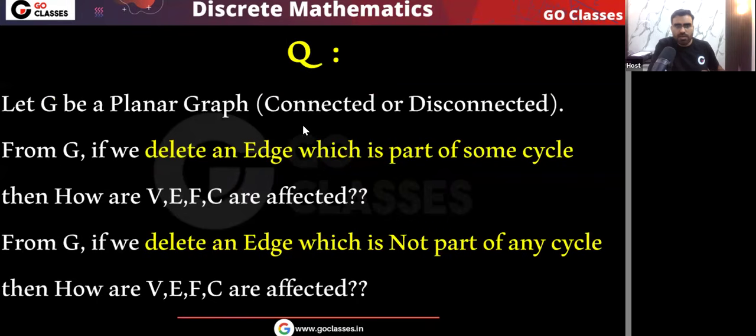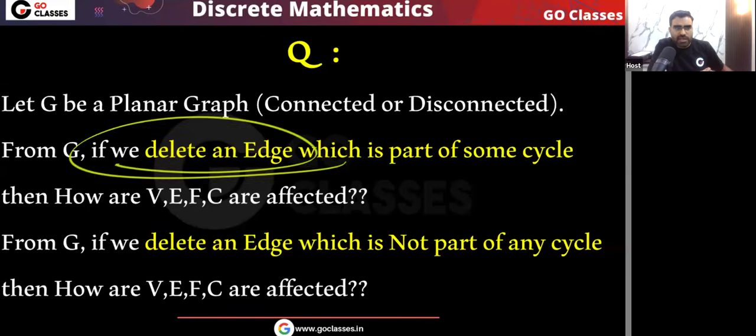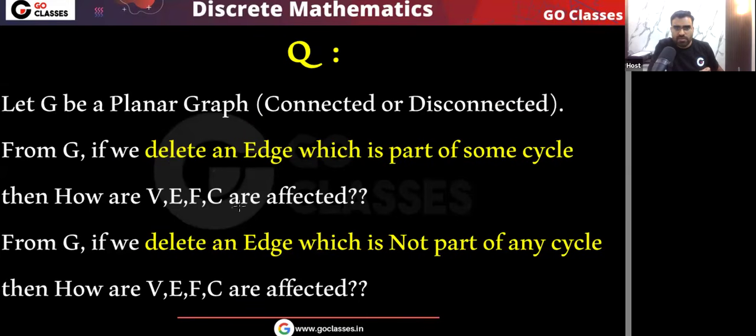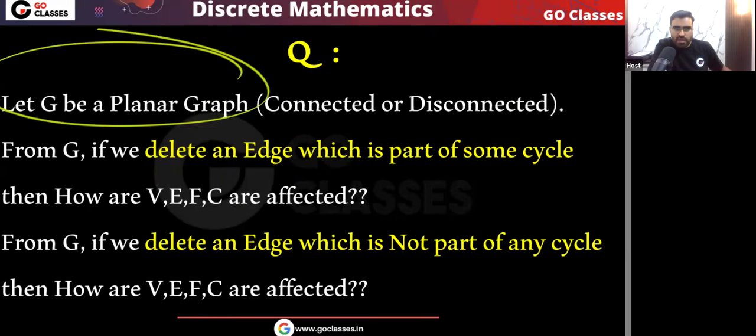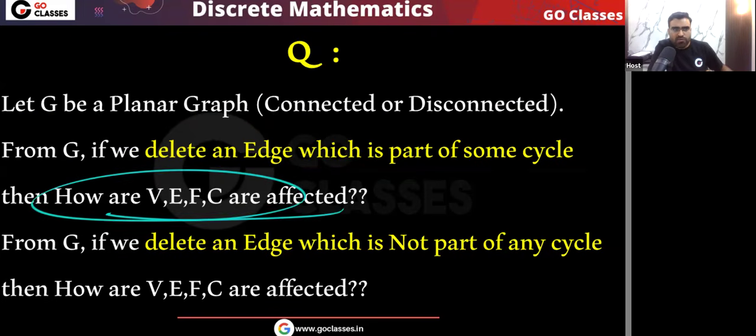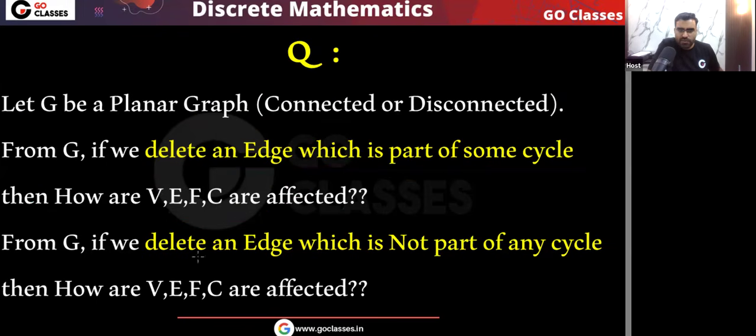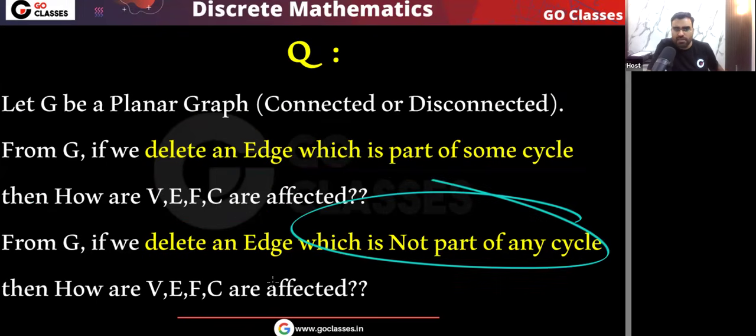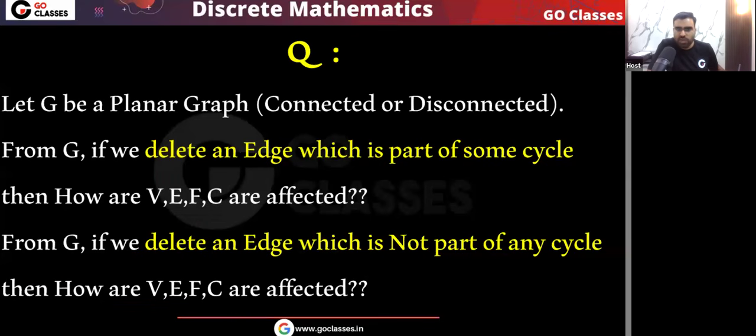Now, tell me the answer for this question. Let G be a planar graph which can be connected or disconnected. From G, if we delete one edge which is part of some cycle, then how will V, E, F, C be affected? V means number of vertices, E number of edges, F number of faces, and C number of connected components. Also, if you delete one edge which is not part of any cycle, then how will these values be affected? This is what I want to ask you.